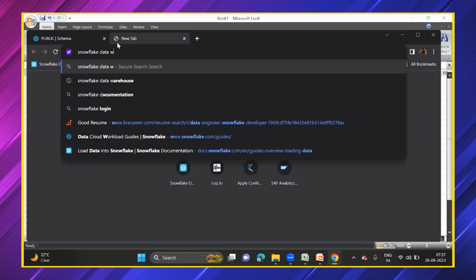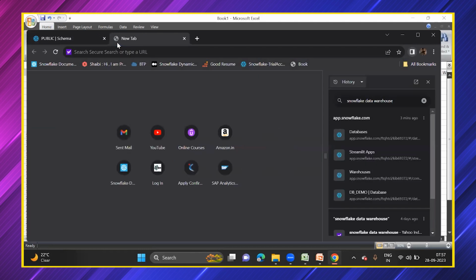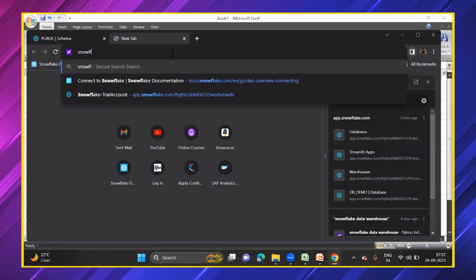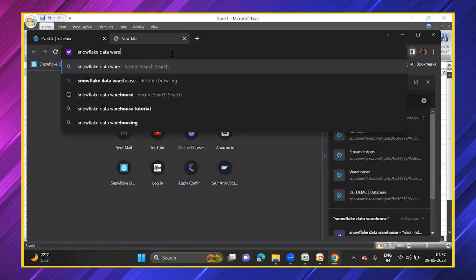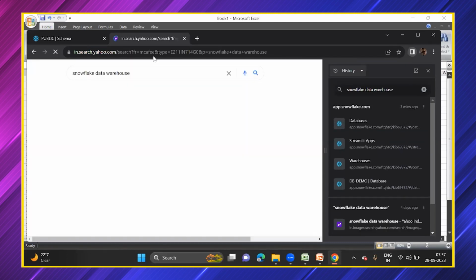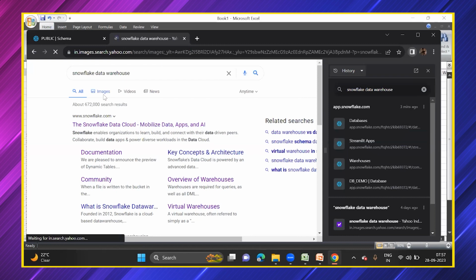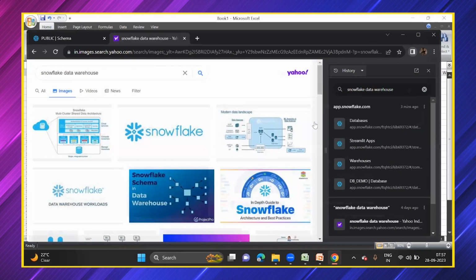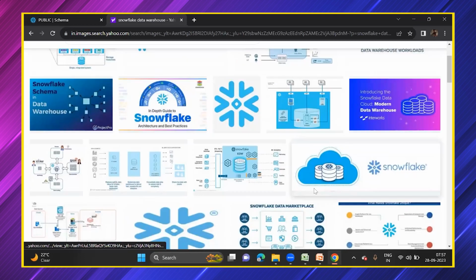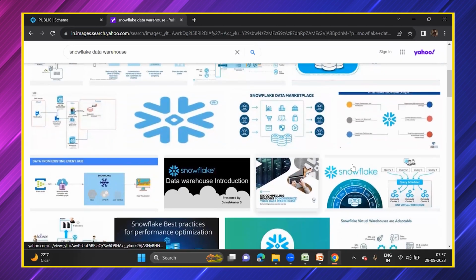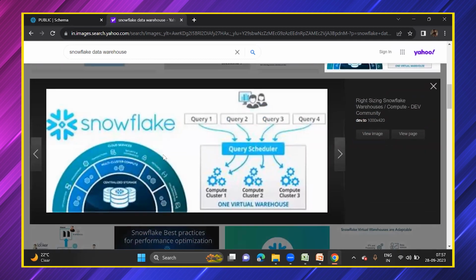if I just go to the Snowflake data warehouse. Okay. I think this is not where I want to go. Snowflake data warehouse. I don't want to go to my journey. If I go to images, let us see one more thing. I have a very nice diagram to show you. Okay, this one.